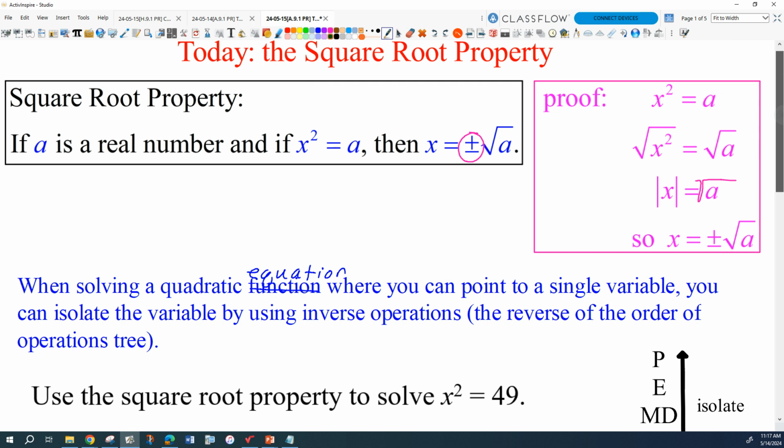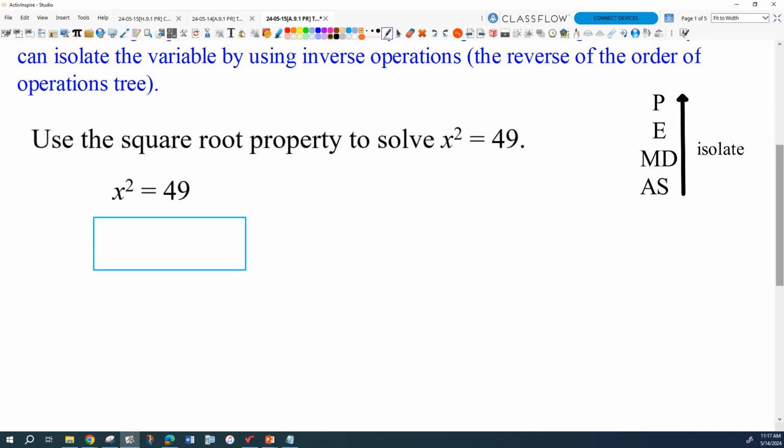That doesn't always work. Like if I had an equation like this, can I point to a single variable there? I can't, right? I see x's there and there. I see x's that show up more than once in the equation, and those are not like terms, so I can't combine them. Everybody see that? So then isolating x is not an option here because there isn't a single x that I can point to, but there is here, right? There's a single x right there that I can point to. So I should be able to isolate it using inverse operations.